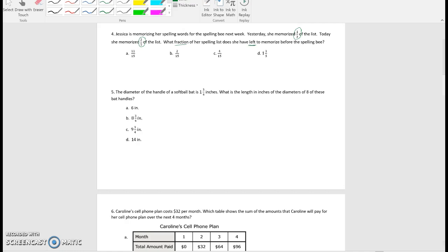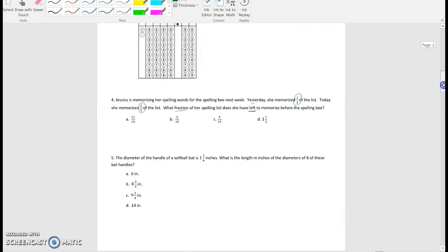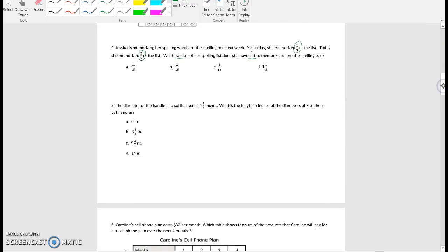So what does left mean? It's up on the wall, right? Left means to subtract. Oops, sorry. So how much of her spelling list? So we want to know what's left of her spelling list. So to know what's left, you need to know what portion she's memorized already.